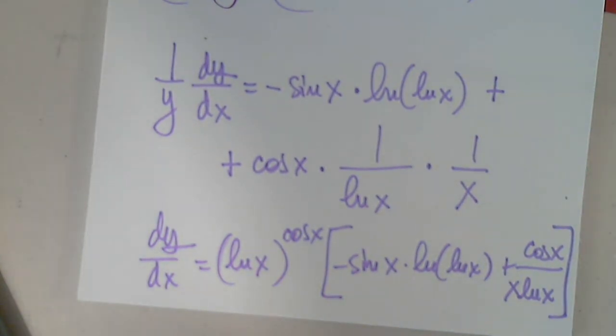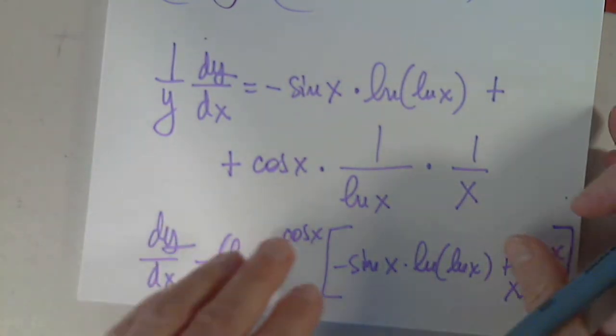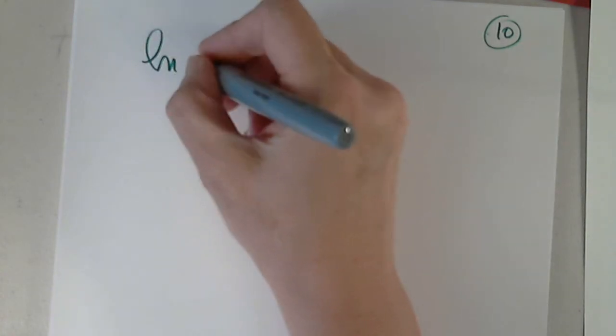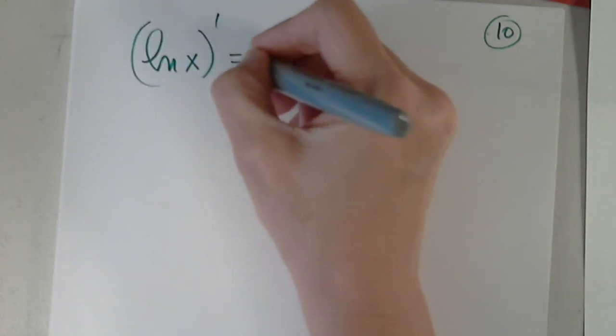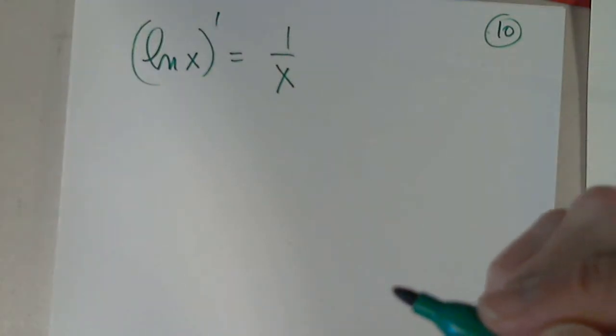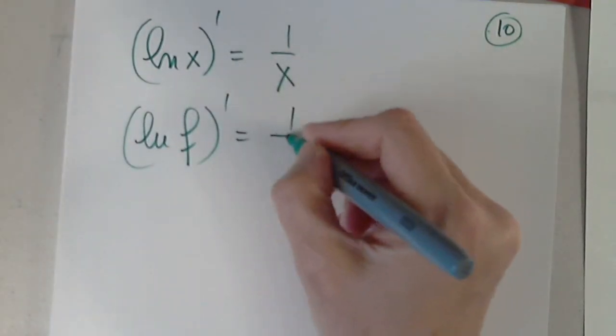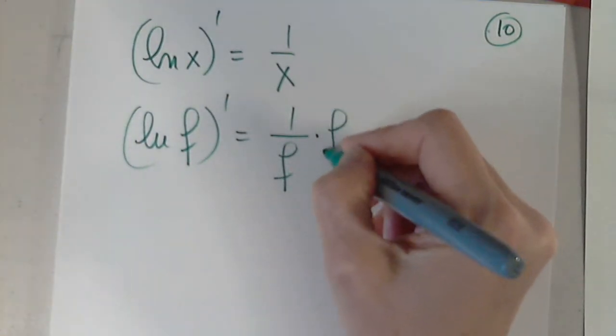Okay, finally, I think we should go back to log that does not have base e. Has any base but e. And it's all based on the change of base formula. So let me refresh your memory one more time. So natural log x prime is 1 over x. Natural log of a function prime is 1 over the function times the function prime.